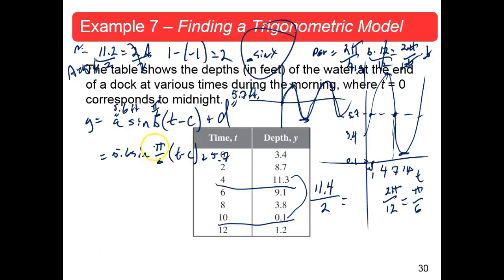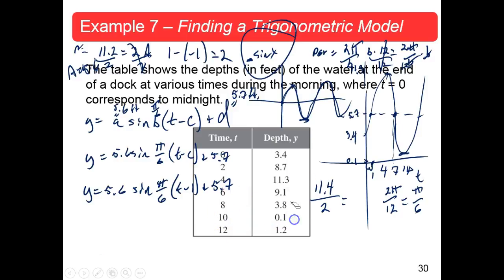All right. So now that we got C equal 1, we got Y is equal to 5.6 measured in feet times the sine of pi over 6 times t minus 1 plus 5.7. Okay, there is your model. Okay, your mathematical model.